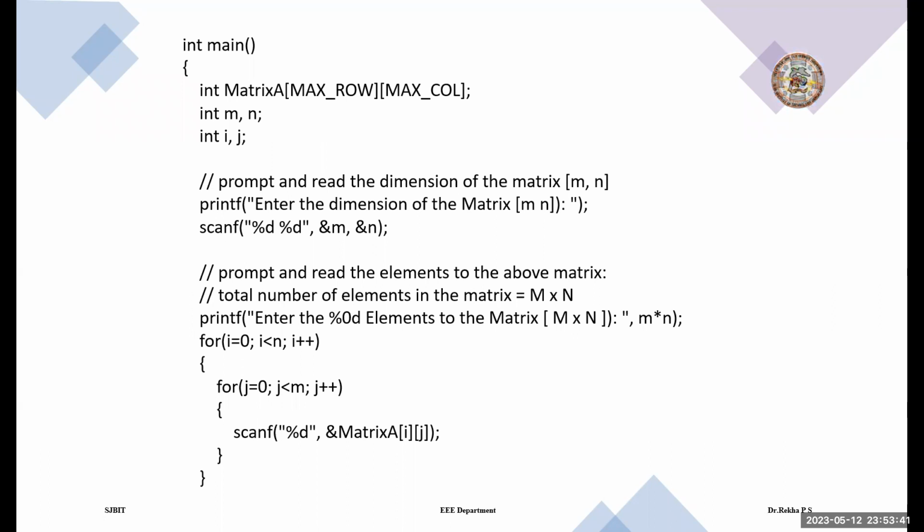So let us start with the function. I started with the main function. The main function returns an integer value. Matrix A is the variable I have defined, which has rows MAX_ROW and columns MAX_COL. Already I have defined 6 and 6, so it will take the value 6 here. It is of type integer. m and n values are of type integer. I have declared two more variables called i and j, of type integer.